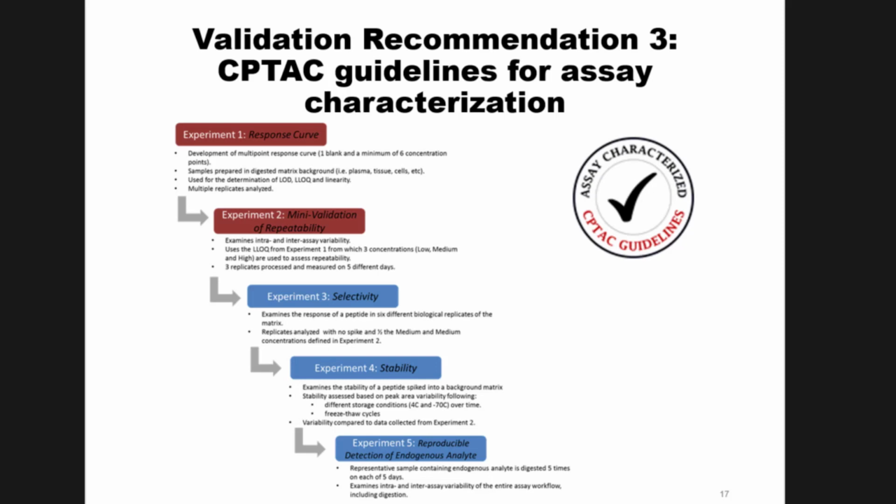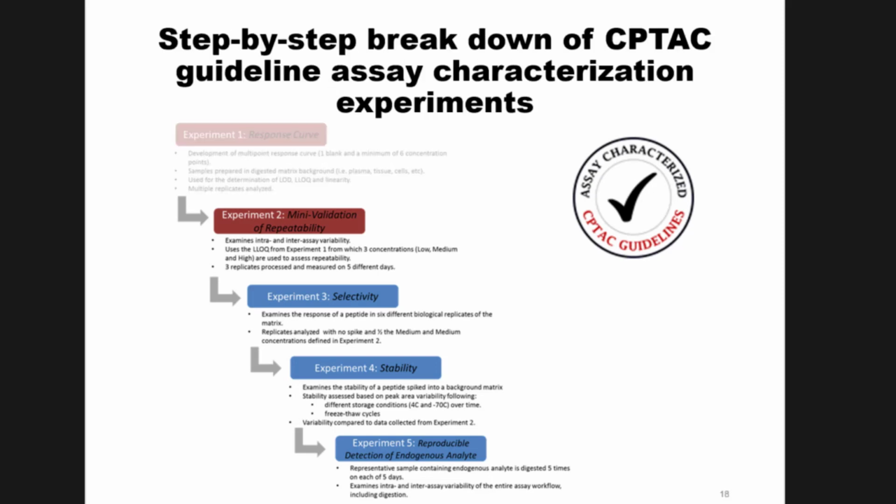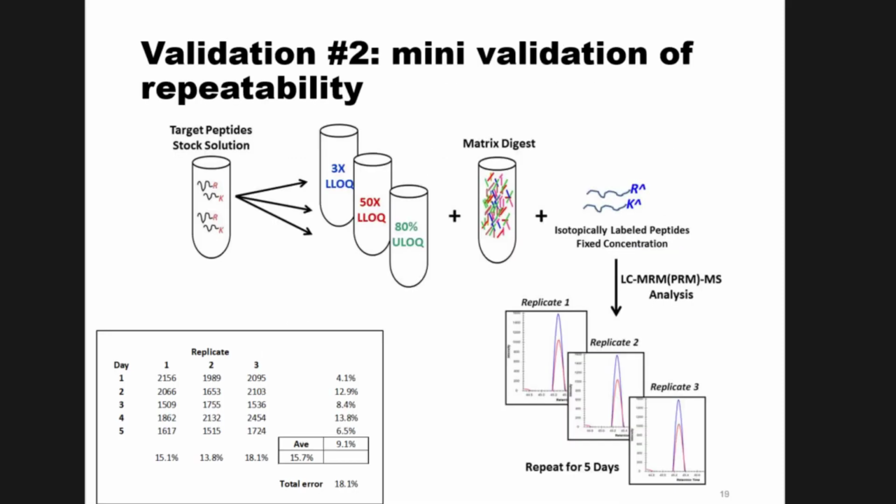The first one is the response curve, which I'm going to skip for now because Sue's going to go into detail about it later. And then there's the idea of repeatability, selectivity, stability, and reproducible detection. So this set of guidelines, we're going to walk through just a little bit how you might set it up, and then we're going to look at some of the data from the vitamin D binding in a bit.